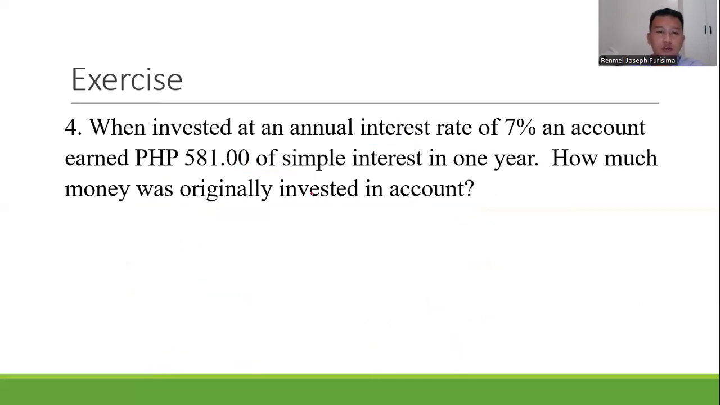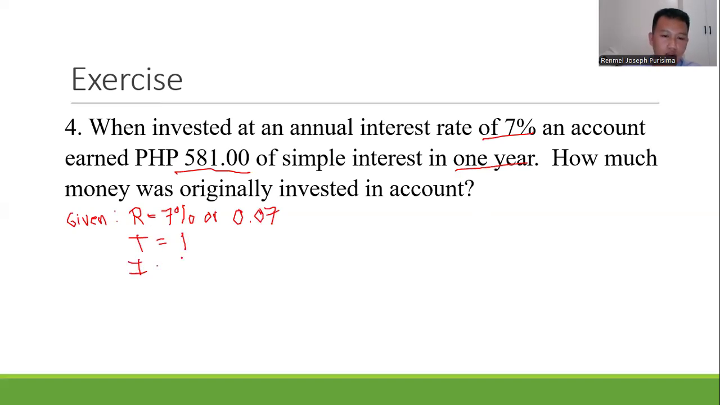Moving on to our last example: when invested at an annual interest rate of 7%, an account earned 581 pesos of simple interest in 1 year. How much money was originally invested in the account? The given R is 7% or 0.07. Our T, since it is 1 year, is understood to be 1, and our I is 581 pesos. The missing is the principal. The formula for the principal is P is equal to I divided by R times T.